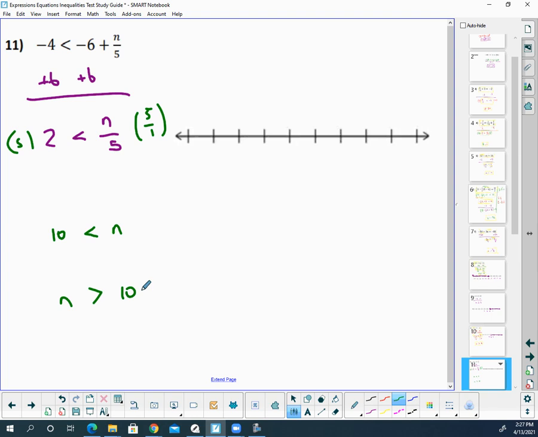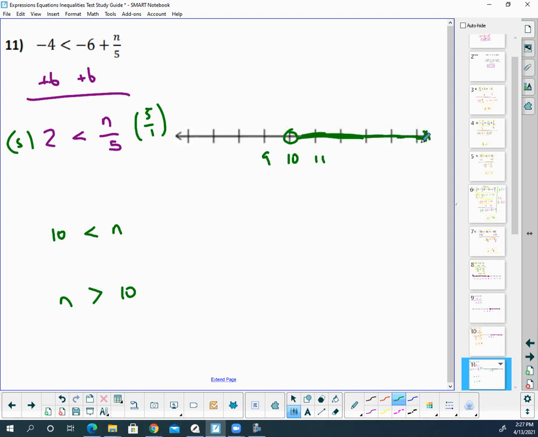10 is greater than n, which means it's bigger than n. That means when I graph this, 9, 10, 11, I get an open circle at 10, and n is bigger than 10, so I would shade it to the right.